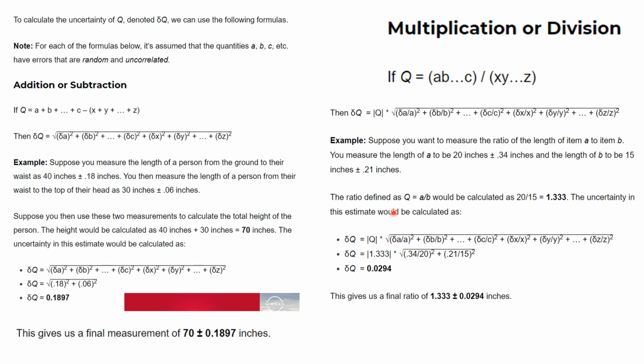Well, the ratio A over B would be calculated as 1.333, but the uncertainty is going to be this number squared plus this number squared, square root of all that. Do that calculation, you get this. And so the final ratio is 1.333 plus or minus 0.0294 inches.